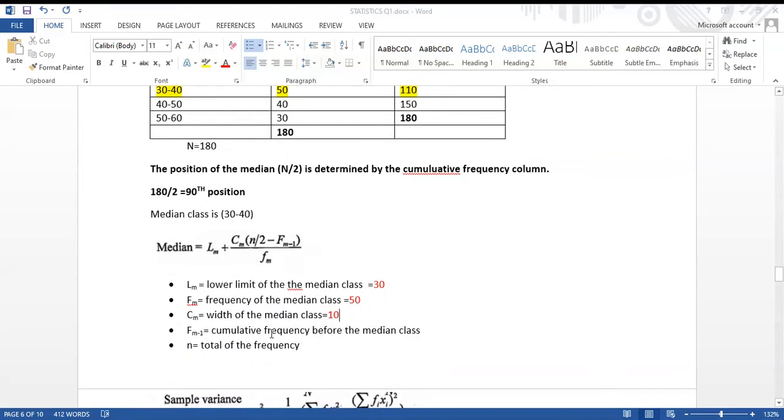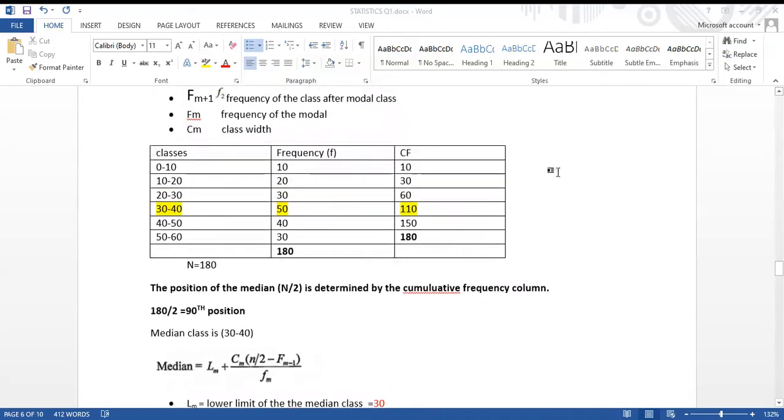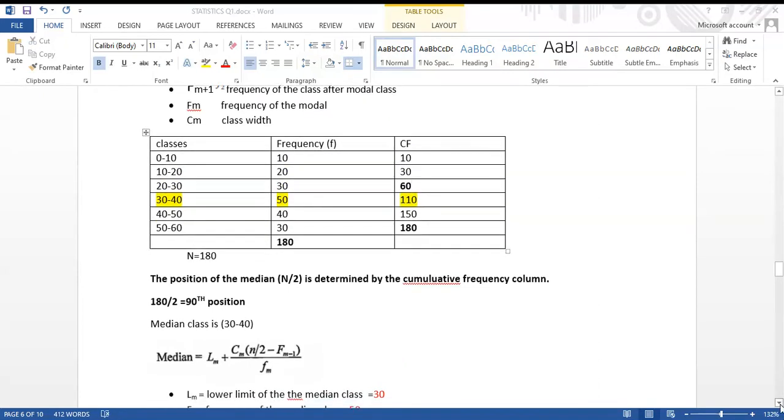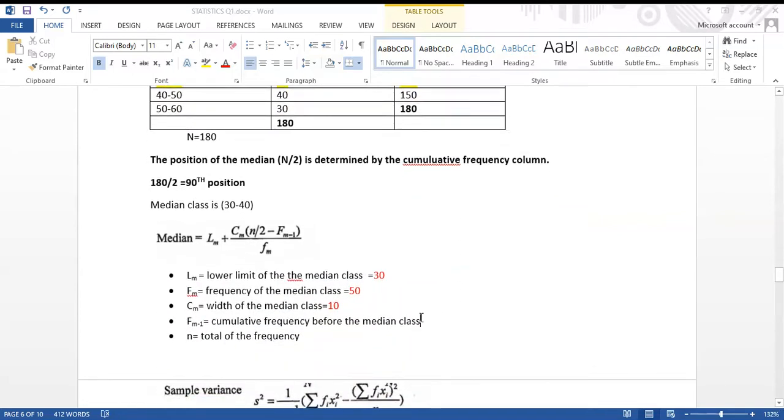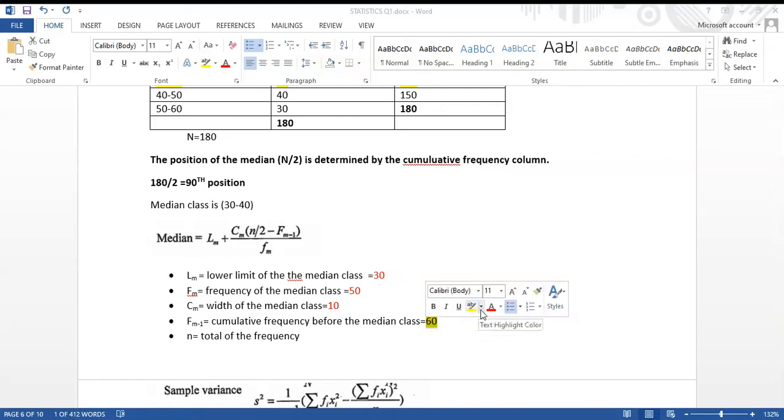Then Fm minus 1, the cumulative frequency before the median class. The cumulative frequency before the median class is 60. And N, we already know our N is 180.